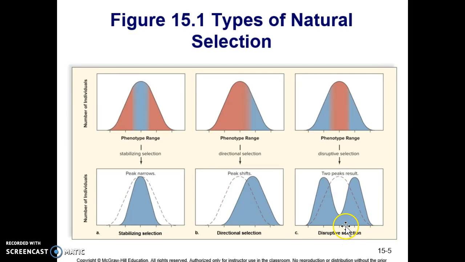Disruptive selection is essentially the opposite of stabilizing. This is when parts of the extreme are more beneficial, the traits here, and what's in the middle is not beneficial. Okay, and we're going to go into more details on all of this, but I'm going to pause this video, and this will be part 1.